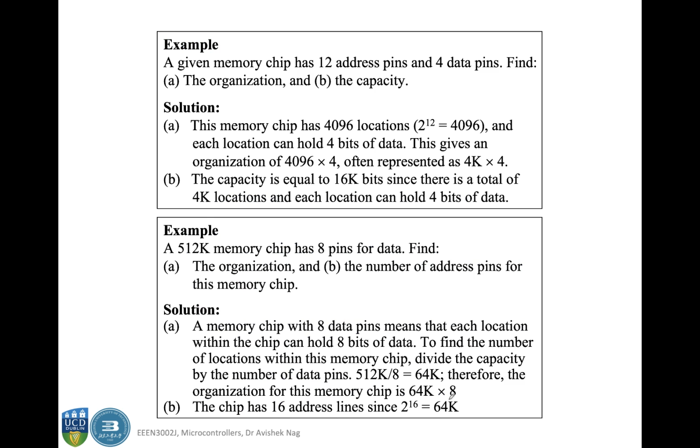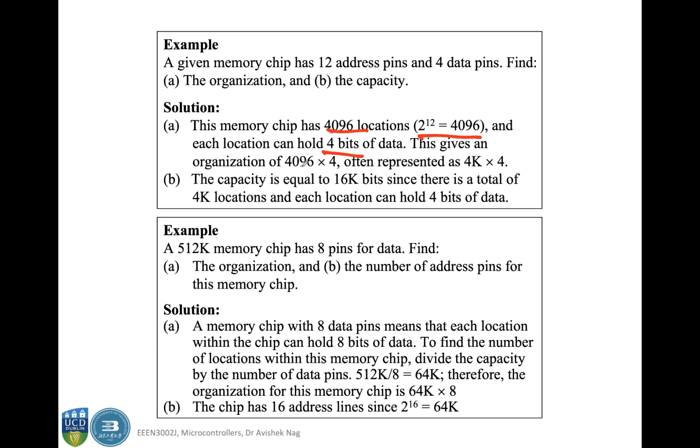Let's look into some examples. Let's say a given memory chip has 12 address pins and 4 data pins. Find the organization and the capacity. The organization means how this memory chip is organized into different slots, and what the width of those slots is. This memory chip has 4096 locations, since 2 to the power 12 gives you 4096, and each location can hold 4 bits of data.